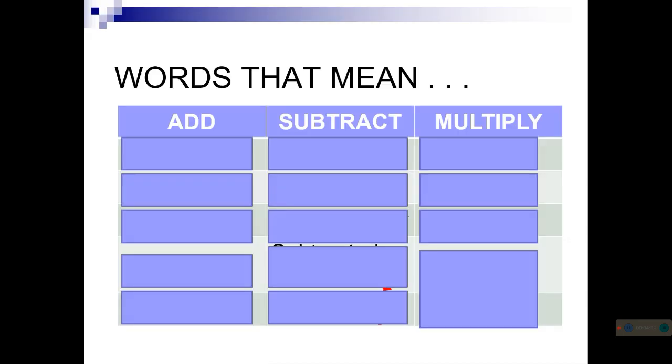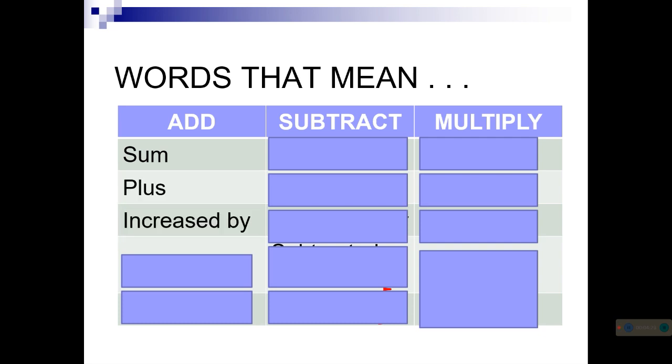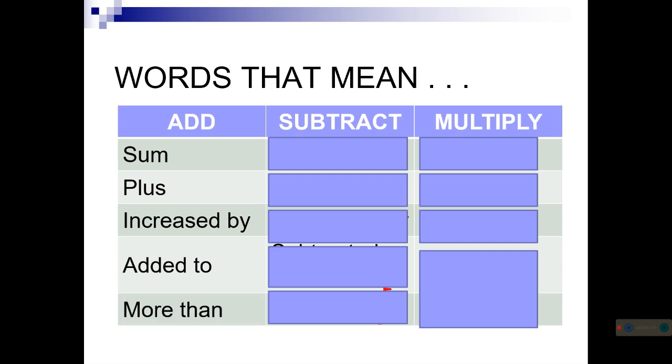Let us have first the different clue words or phrases for the operations that you are going to use. The words that mean add are the following: sum, plus, increased by, added to, and more than. If you see these words or phrases, it means that you will have addition, so you are going to have a plus sign.